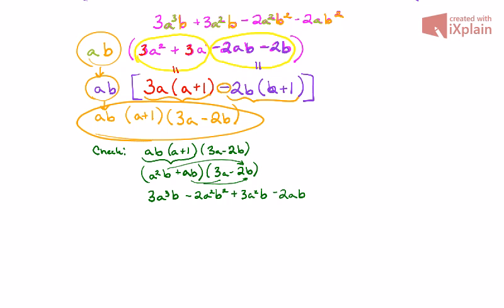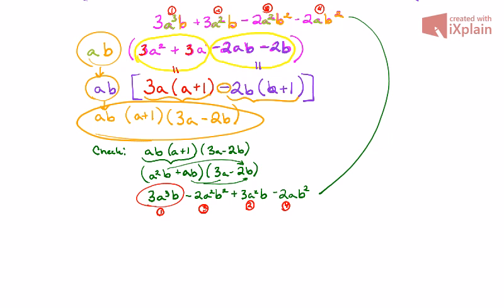So if you take a look, you might say, well, they don't look identical. The ordering looks a little bit off. But do notice the following. I do have a 3a cubed b. That was the first term from above. I do have a 3a squared b. That was our second term. So it's over here now. I do have a negative 2a squared b squared. That was your third term. And then I do have a negative 2ab squared. That was your fourth term.